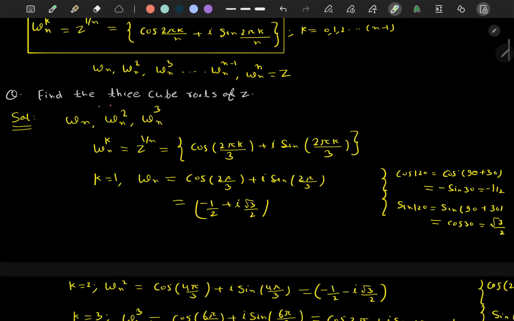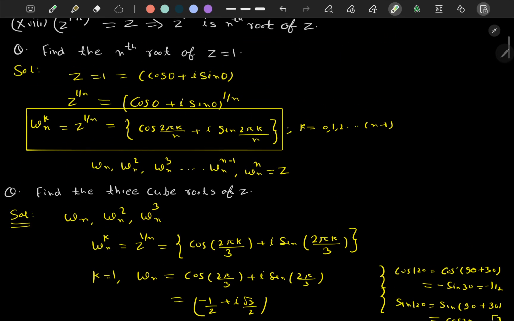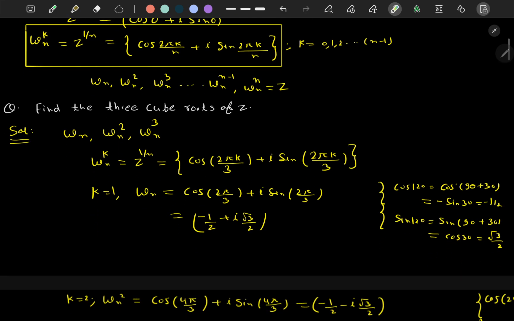Now find the 3 cube roots of z. Okay, we have to find the 3 cube roots of z. We know z raised to the power 1 by n is also represented as omega n raised to the power k, cos of theta plus 2 pi k by n. Theta is 0 because we have done this earlier. z equal to 1, theta is 0, and we have to find the cube roots, so n will be 3. Put k equal to 1, so we will get omega n, cos 2 pi by 3 plus iota sin 2 pi by 3.